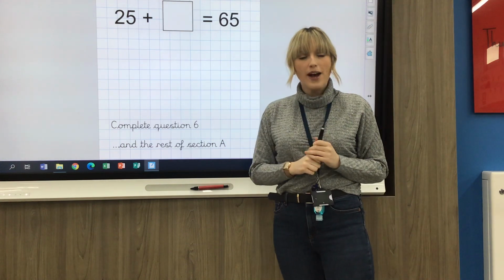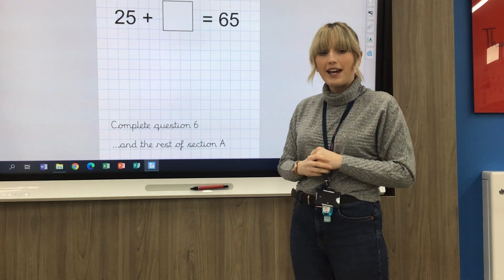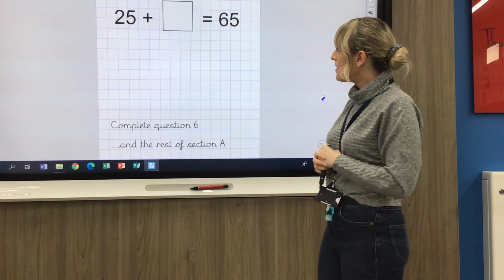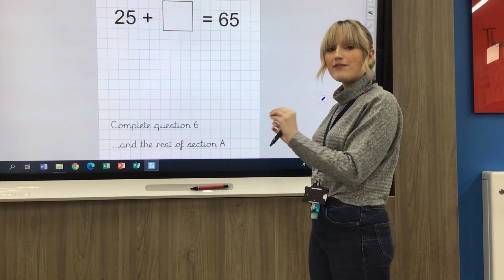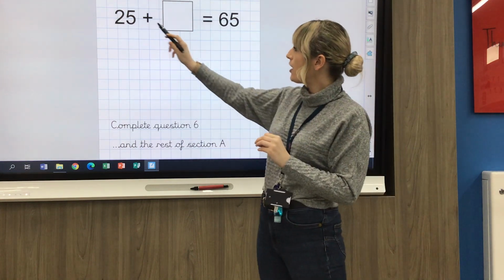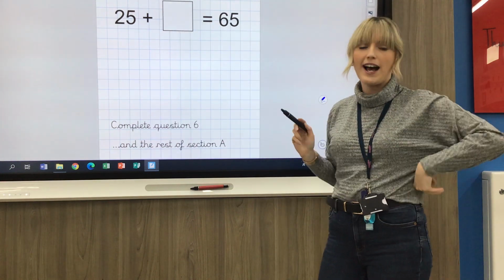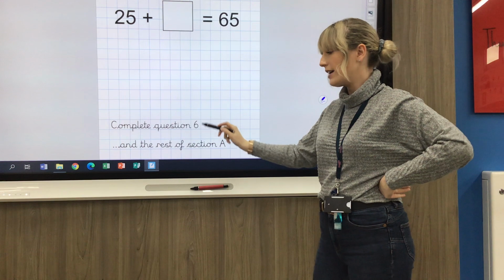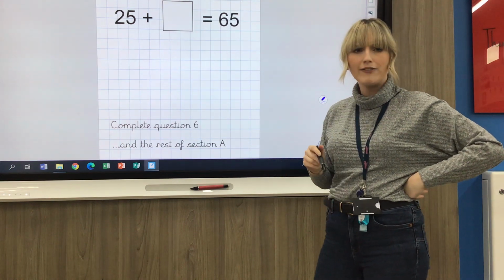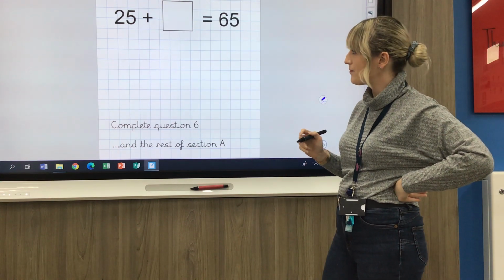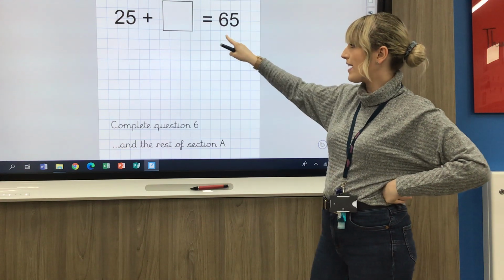Okay, this is the last question I'm going to go through in section A. So this isn't your question, but it's very similar. So we've got 25 add something equals 65. Now this question is similar to question 6. So have a look at how I'm going to solve it. So we know the answer is 65.